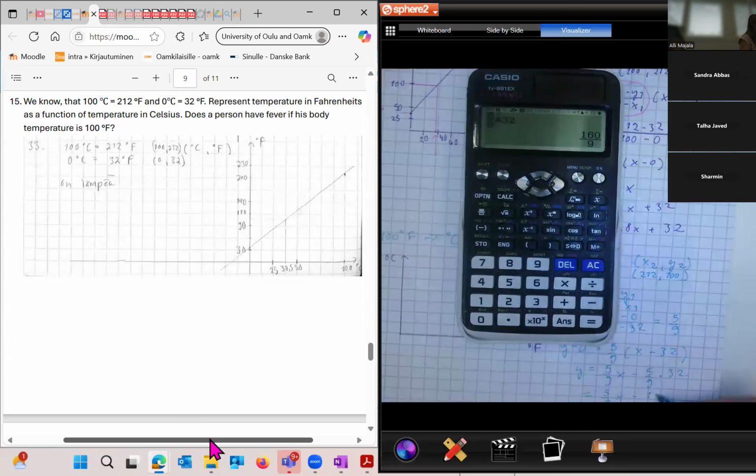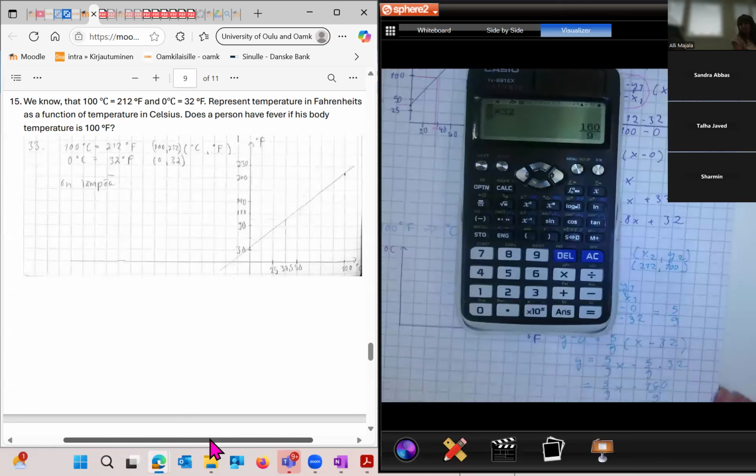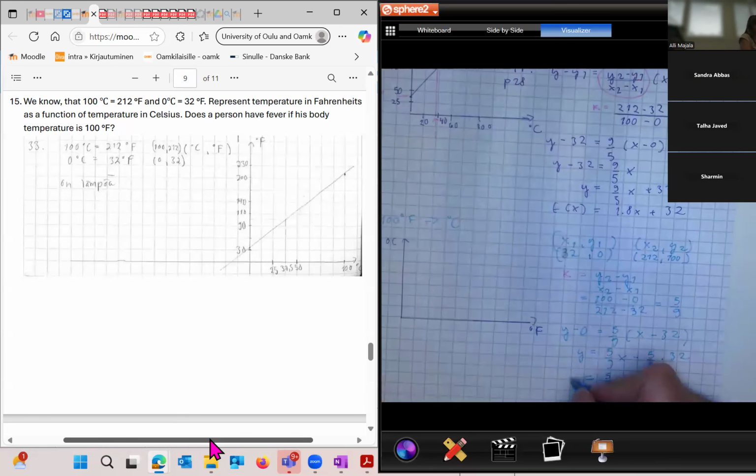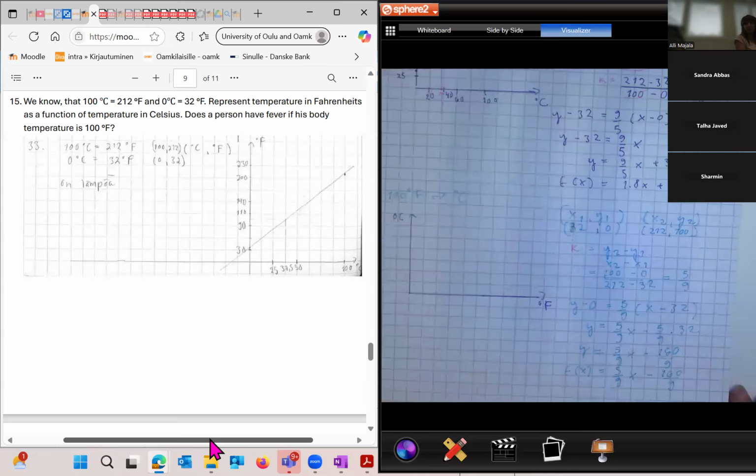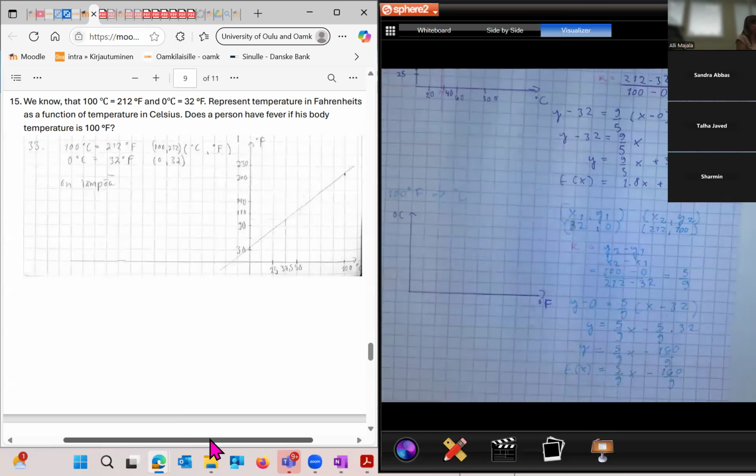Minus 160. Like this. Now I have the equation for the line that I didn't actually draw. And then this is actually the f(x). But now I have it the correct way round, so that I can actually solve the problem that I had. So now I can adjust there the 100.